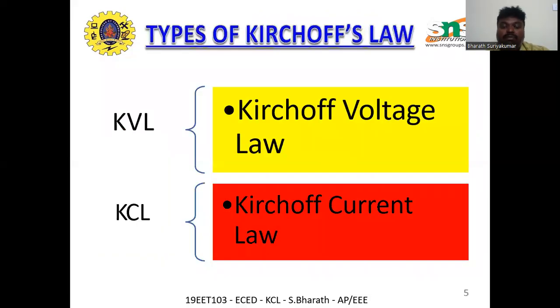What are the different types of Kirchhoff's laws? As we all know, Kirchhoff's laws are classified into two. One is based on the basic parameter of current, and the second is based on the other basic parameter, voltage. When we deal with the voltage, it is called Kirchhoff's voltage law. When we deal with the current, it is called Kirchhoff's current law.